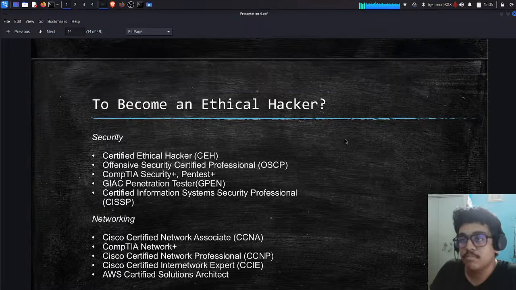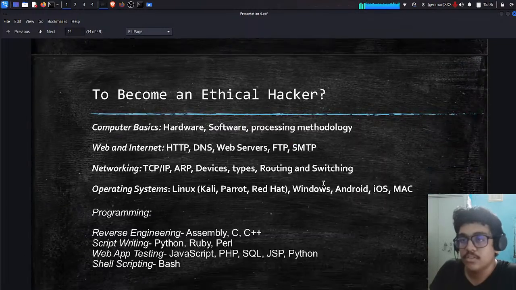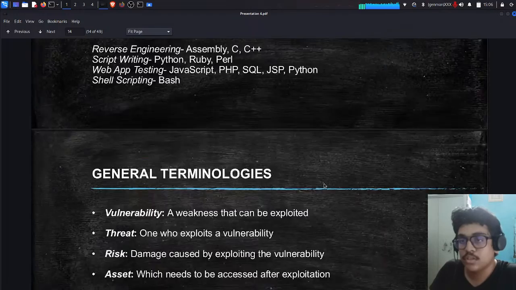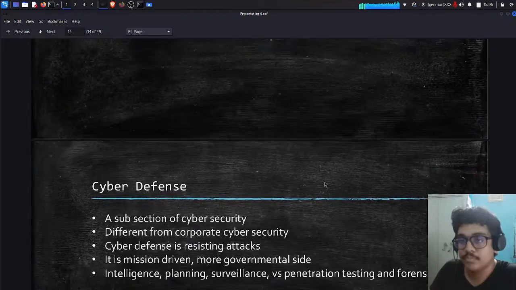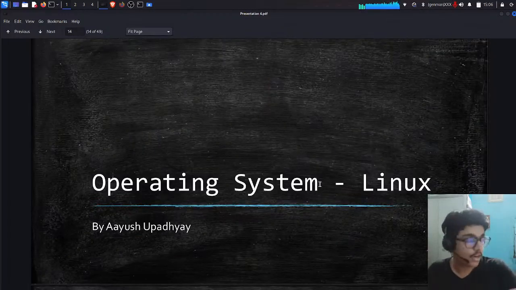What we are currently aiming to do is OSCP. We are already CEH certified and CCNA certified. So let's move to operating systems, and let me see if the presentation part is complete or not.